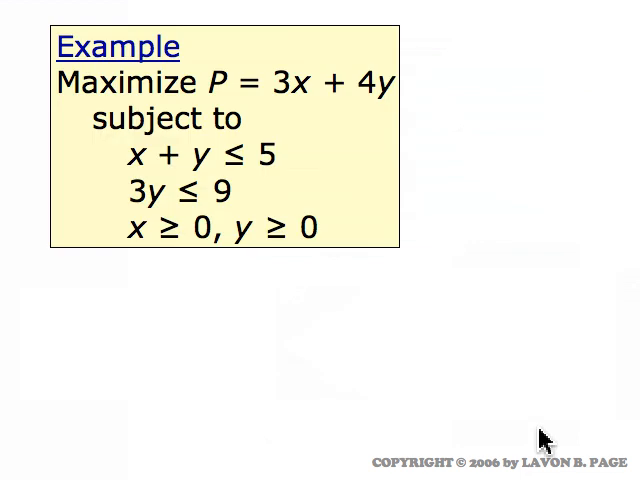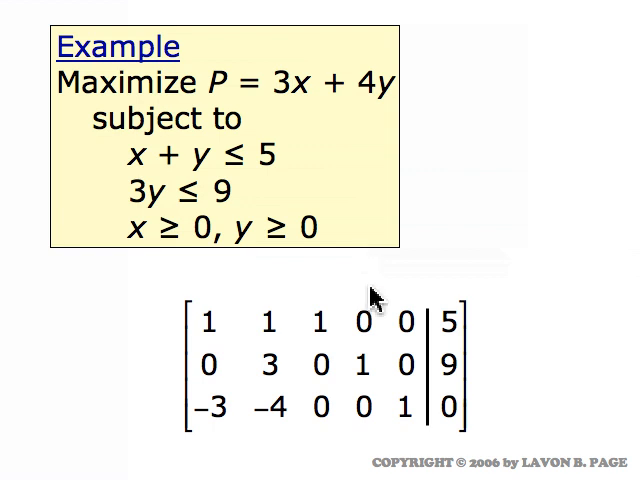Let's look at one further example in this video. Let's think about maximizing p equals 3x plus 4y subject to the constraints shown here. Now I'm going to make you do some of the work here by deliberately leaving out some of the steps. Your initial simplex tableau for this example will look like the augmented matrix shown down here.